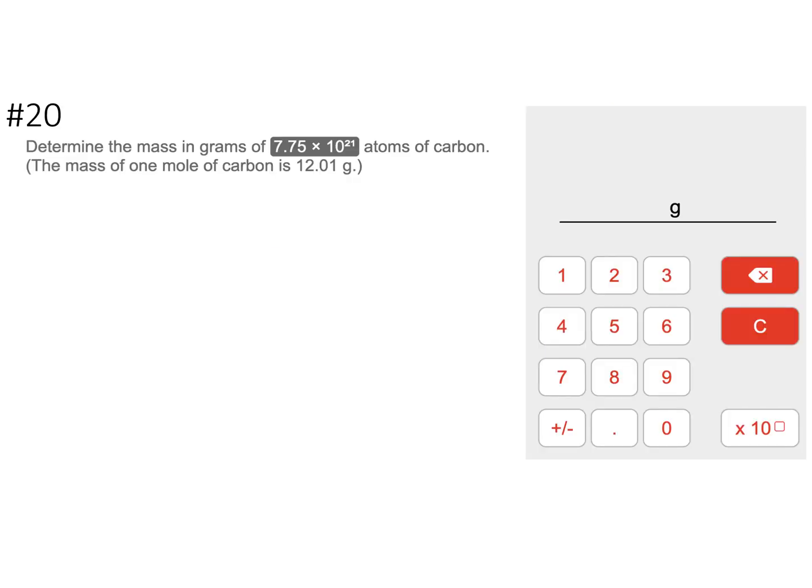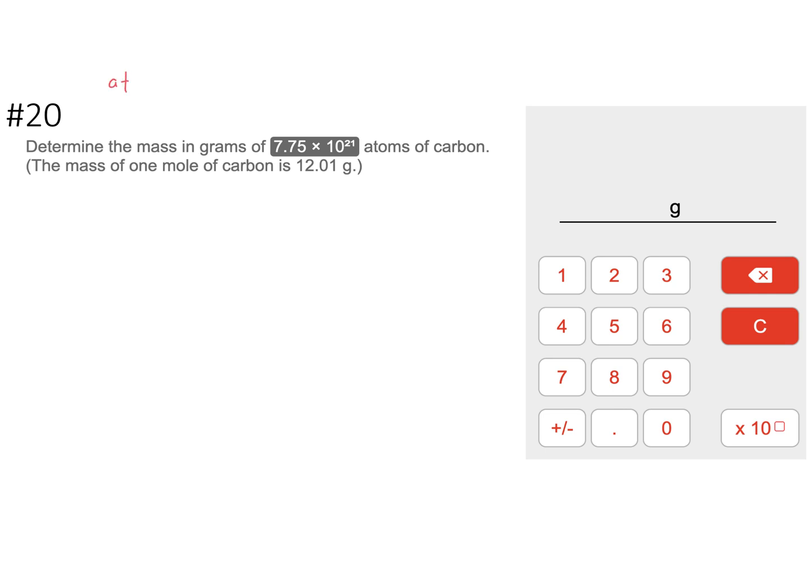Question 20, determine the mass in grams of 7.75 times 10 to the 21 atoms of carbon, given that the mass of 1 mole of carbon is 12.01 grams. So this one's going to be a little bit different than the previous calculations because we're going to go the other direction.